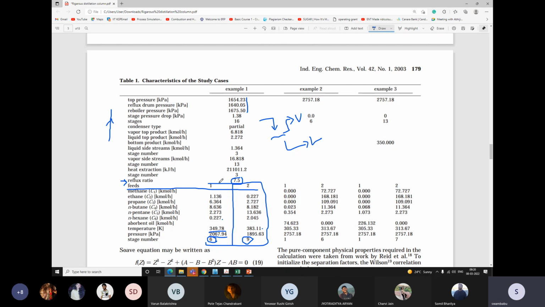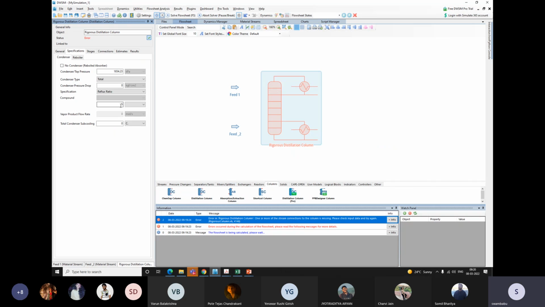Reflux ratio is given as 7.5, so I'll enter 7.5 here. Enter the value, then click enter. Unless you click enter, that won't take. If you're doing subcooling, that is beyond the condensation, then we need to enter it here. There is no subcooling mentioned here, so we don't need to enter anything.